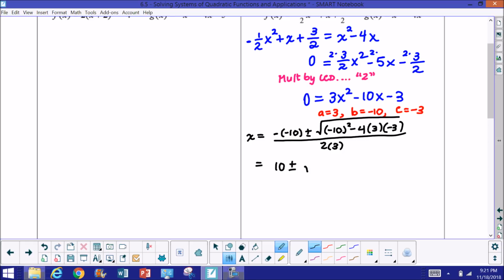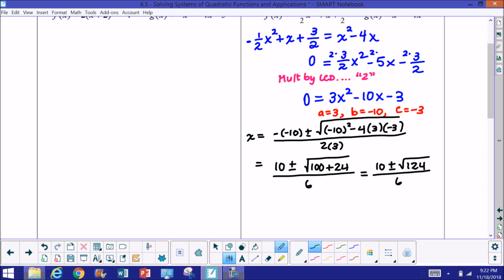Now we are going to continue simplifying this rather robust fraction and get to positive 10 plus or minus, and we essentially would have 100, double negative is a plus, and 4 times 3 times 3 would end up being 36. So we'd have 136, I believe. And then all of this would be divided by 6. So when we do our remaining simplification, 10 plus or minus the square root of 124 all over 6.